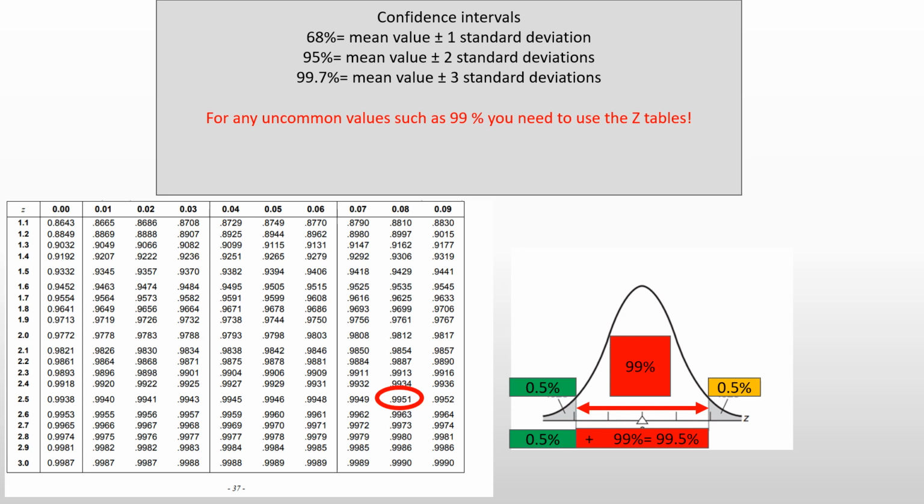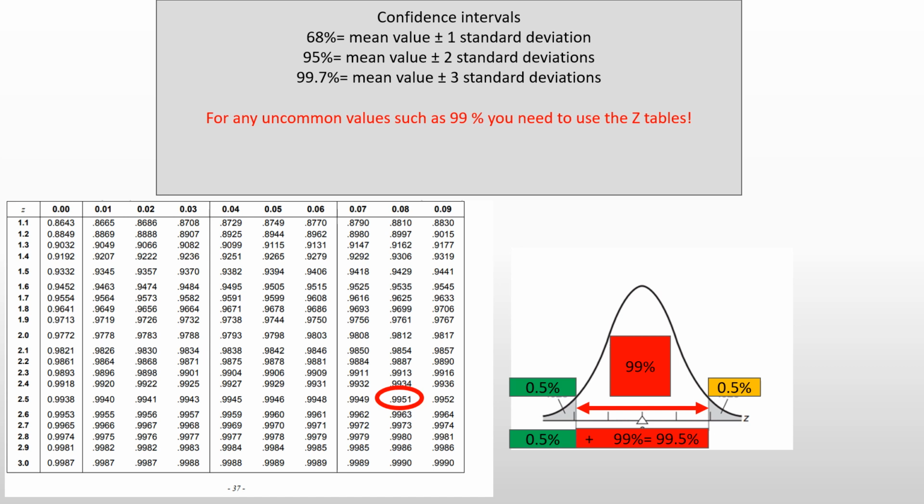0.9949, the one to the left. This one here also works because they're the same. They're both close to 99.5, right? Either one of them works. I just picked this one, and the 0.9951. So you have to pick the closest value, right? Usually there's just one closest value.